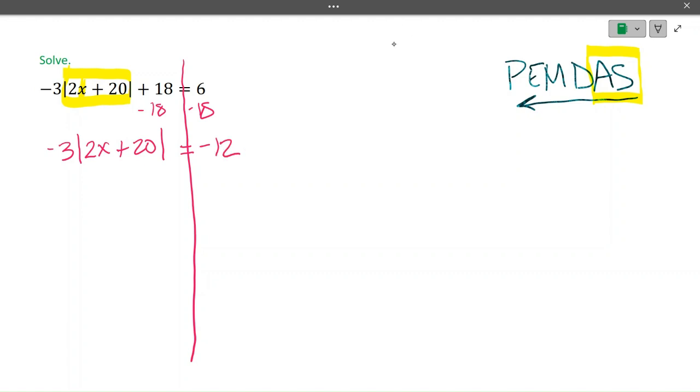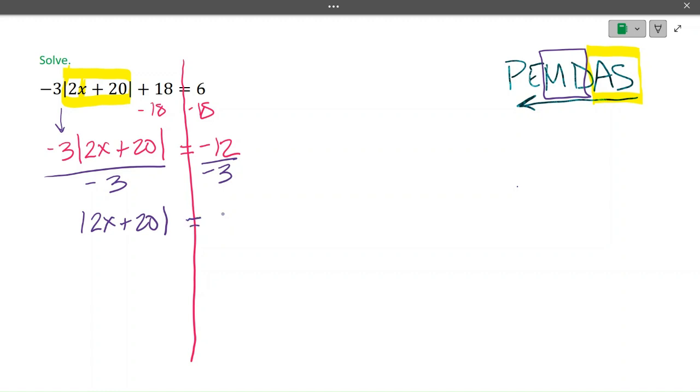Okay, now I'm going to go ahead and move to the next part of PEMDAS, and that says I should be doing any multiplication and division that I can. Remember, we can't do anything to what's inside the absolute value bars. It's like it's stuck there. So the only multiplication or division is this negative 3 right here. So we're going to divide that off of both sides. And when I do that, I get my absolute value and what's inside by itself. And then on this side, I get 4.